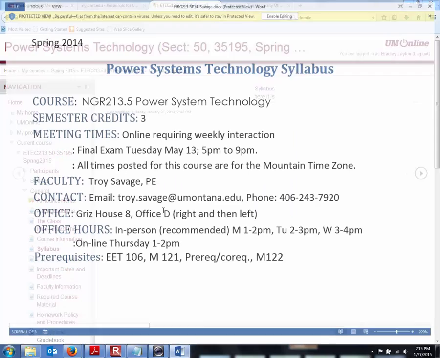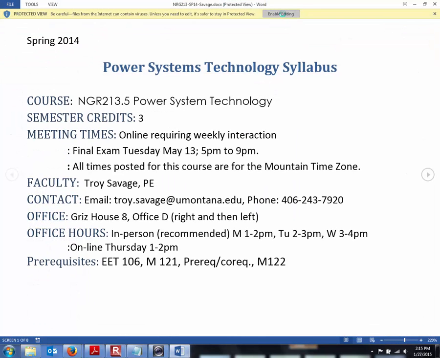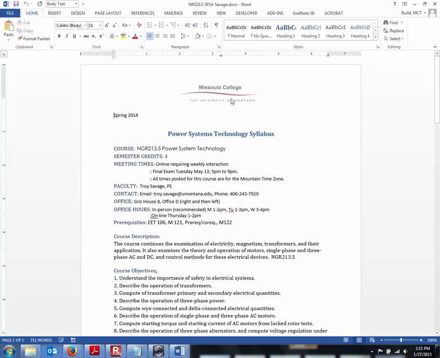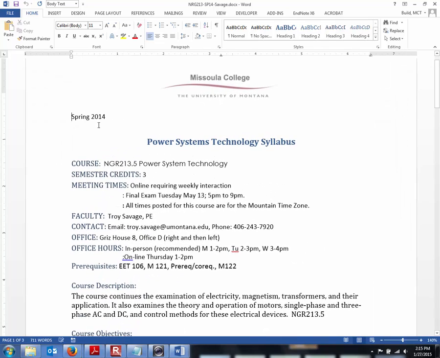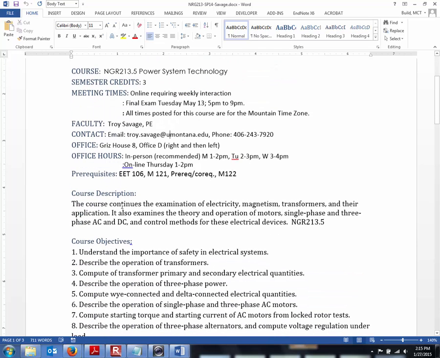Looks like he's got it in a Word version. You can see the old logos up there still. That's fine, we'll update that. It's still got the spring 2014, but nothing has effectively changed. We'll make a few minor edits to this. So, like I said, Troy was the previous instructor. Now I am. Fortunately, we're both professional engineers. I just passed my PE exam a couple of years ago, so now I'm legal. I'm armed. I'm dangerous.